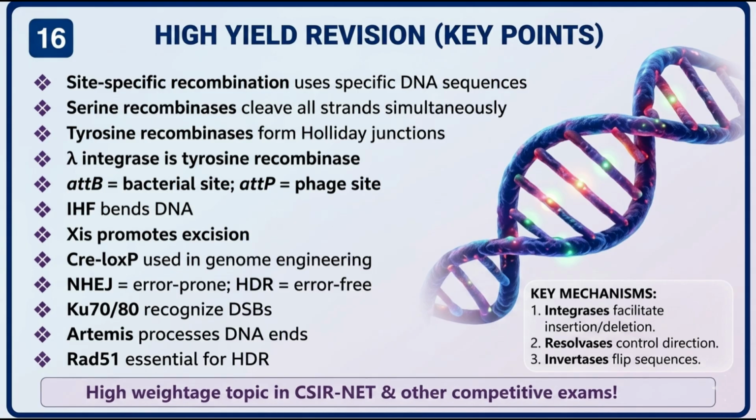attB is the bacterial attachment site while attP is the phage attachment site. IHF bends DNA and assists recombination. Excisionase promotes prophage excision. Cre-loxP is widely used in genome engineering. NHEJ is error-prone while HDR is error-free. Ku70 and Ku80 recognize broken DNA ends. Artemis trims damaged DNA ends. RAD51 is essential for homologous recombination repair.